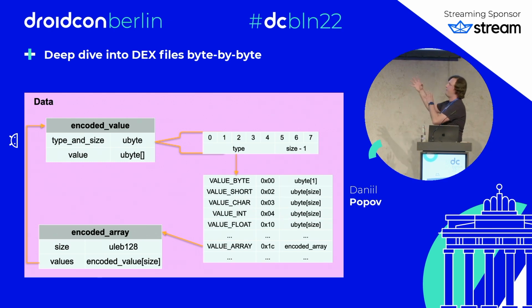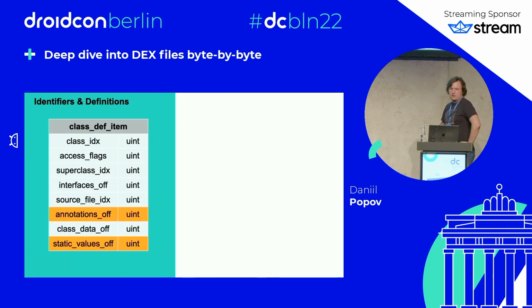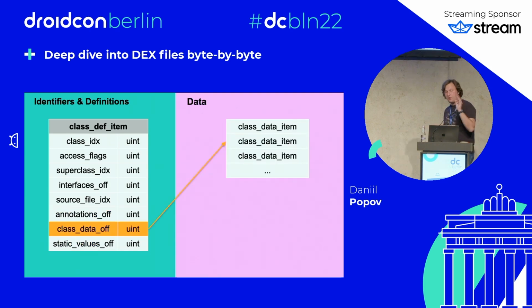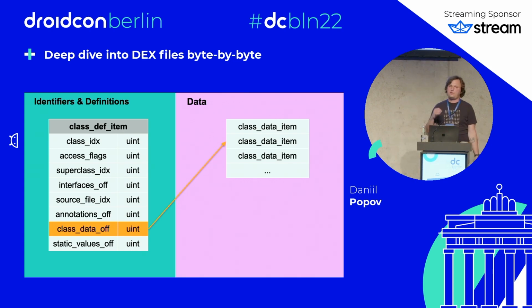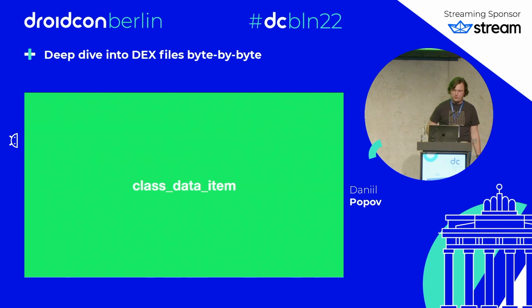So this is a kind of flexible structure that can keep any value that can be described in Java or Kotlin. And that's how the values are stored for the annotations and for the static values section here. And the last, but the most interesting thing here is the offset to the class data item structure. It contains the detailed information about this particular class.